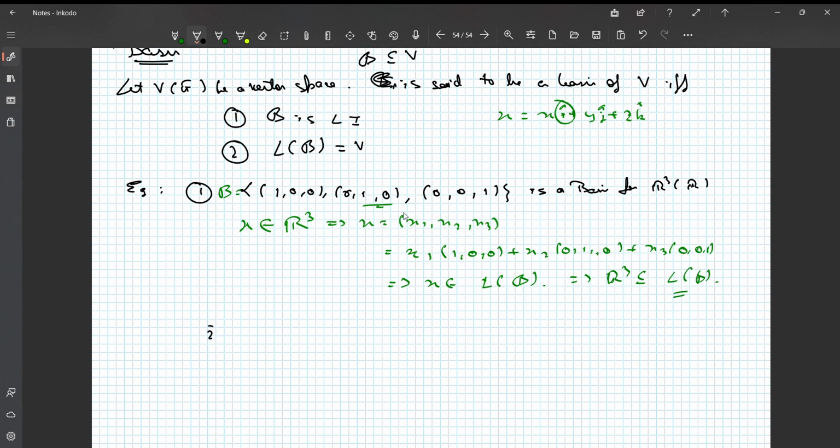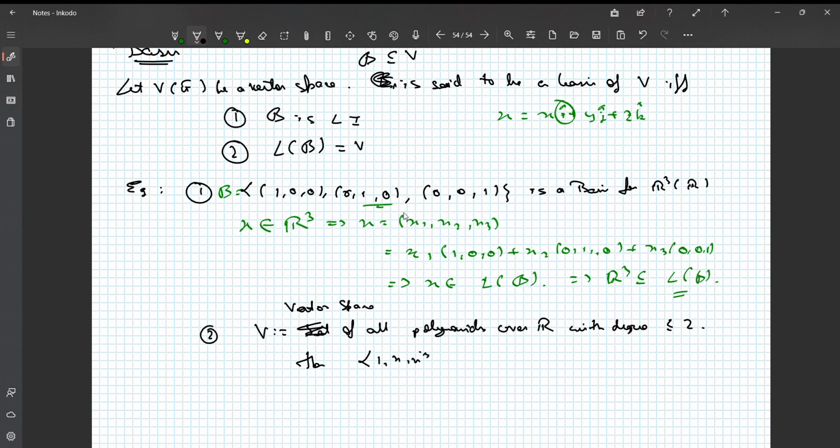Another important example of a basis, you might say, suppose V is the vector space of all polynomials over R, with degree less than or equal to 2, let's say.